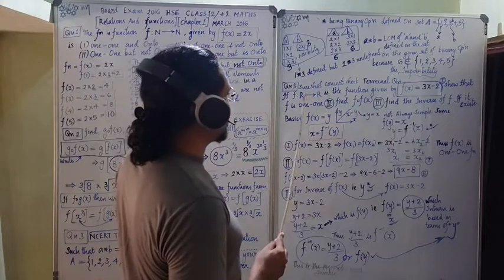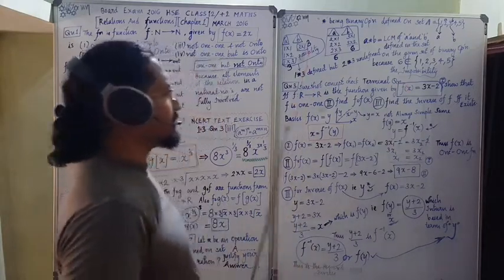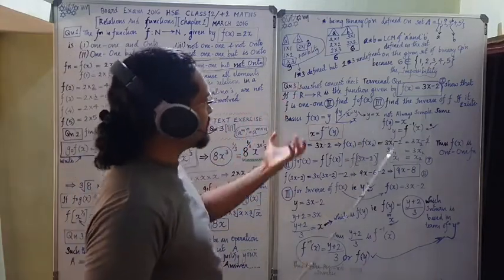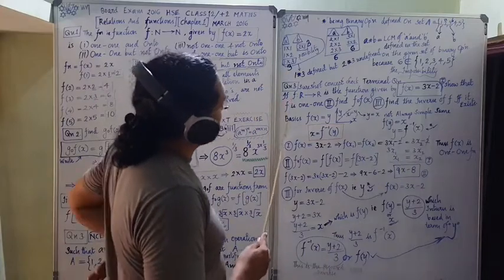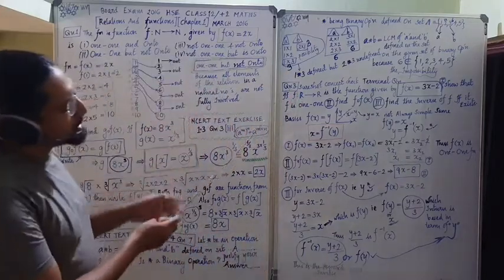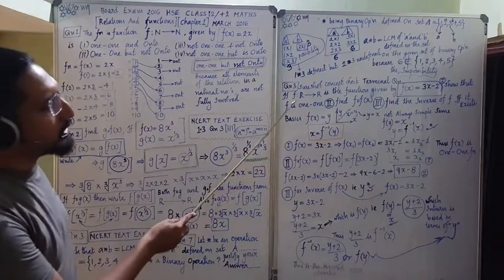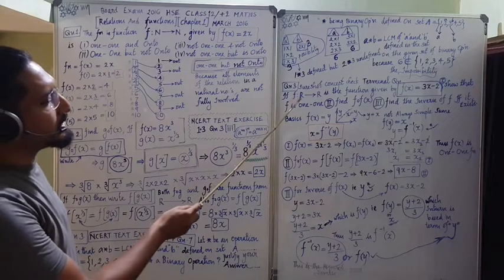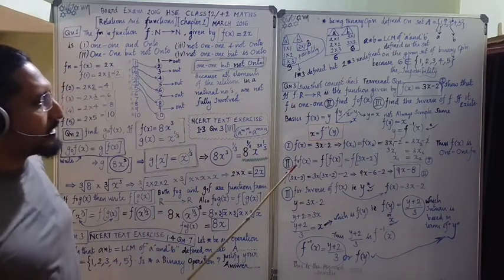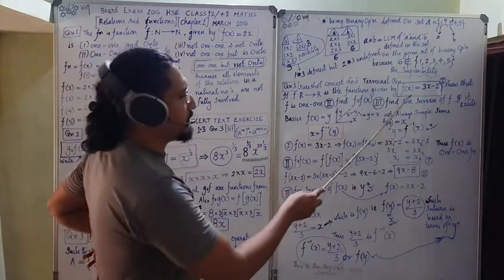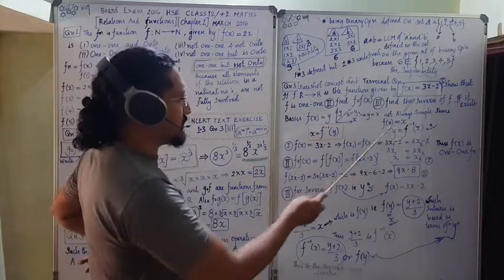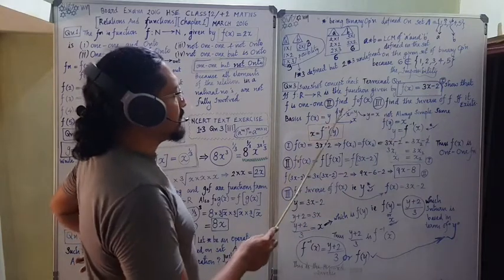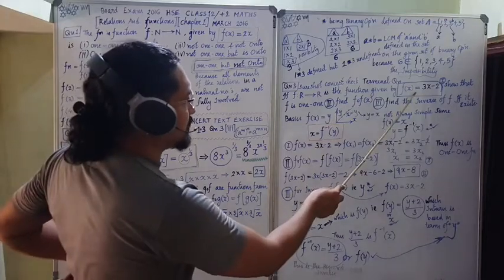Then coming to a sure-shot concept check, a terminal examination question. Please stay with me so that you can understand it to the very core. The function f is defined from real numbers to real numbers, and it is given by f of x is equal to 3x minus 2. Show that f is 1-1. You want to show that f is one-one.